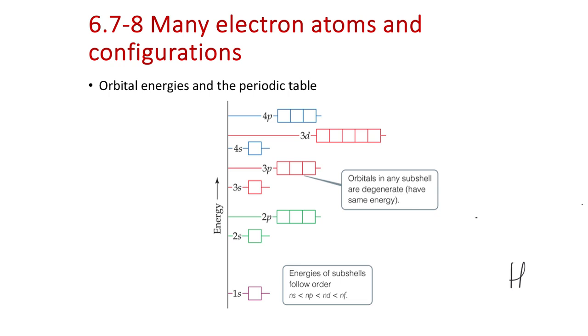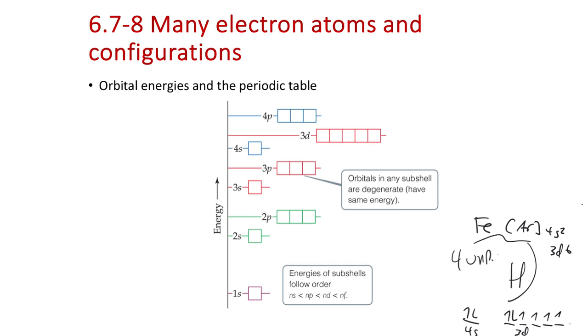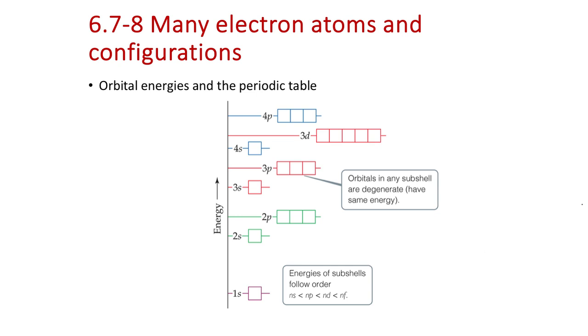If we then go to iron, iron would just be the next element: argon, 4s2, 3d6. Then we'd have to spin pair. So the 1, 2, 3, 4, 5 combination for the 3d, we're just spin pairing one of them. So we'd have 4 unpaired for iron within its most stable electron configuration.